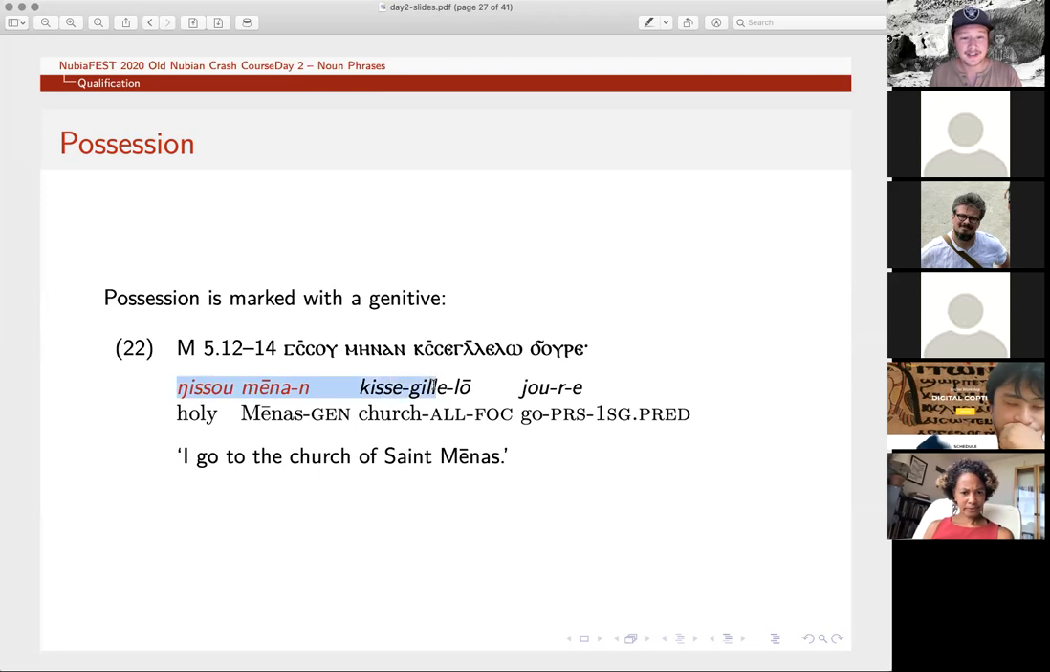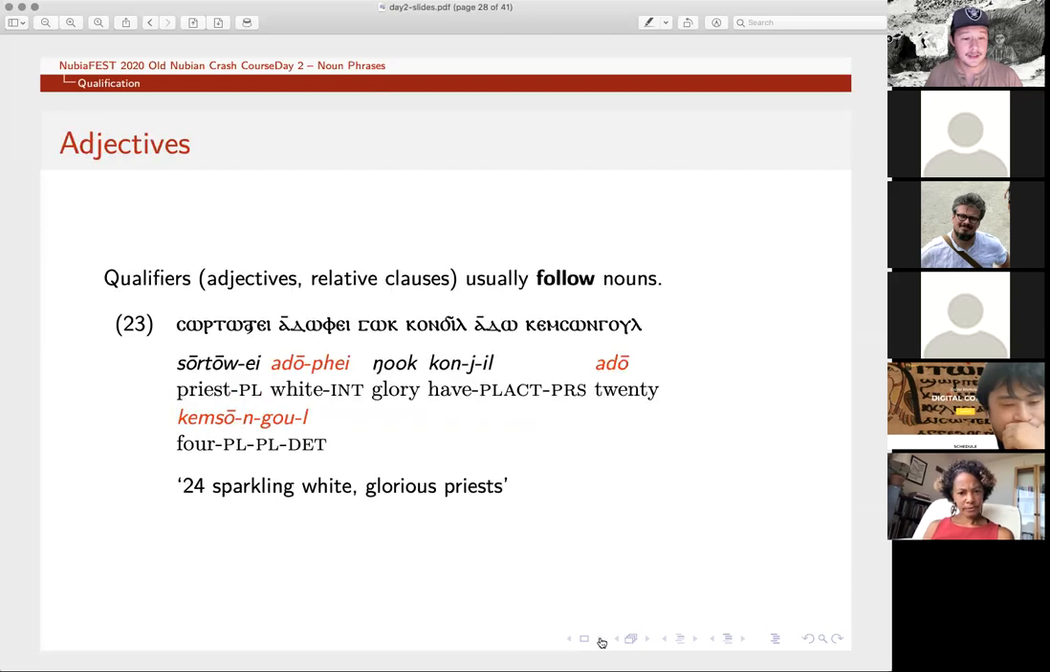And we see here again the entire noun phrase with our case marking at the very end, right? And also the case marking of the genitive comes at the end of the embedded noun phrase, holy Minas, right? So we very often see this type of embedding structure going on. So qualifiers, such as adjectives and relative clauses, usually follow the noun, right? So we see here the word for priests. It has a plural in e.